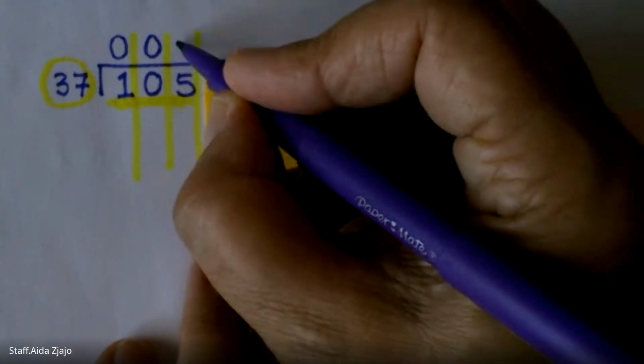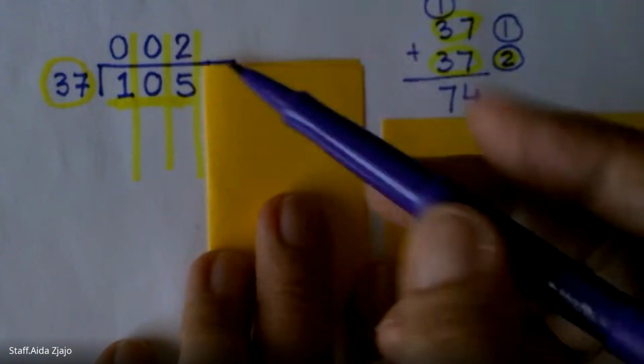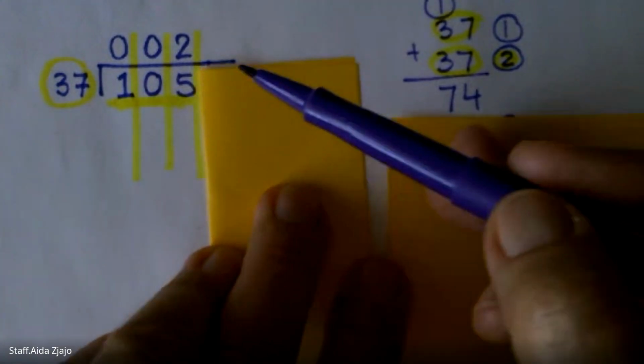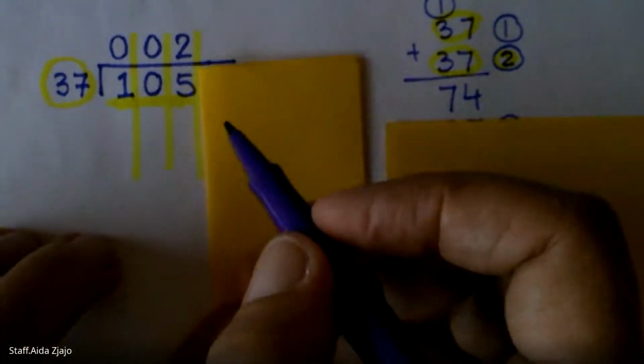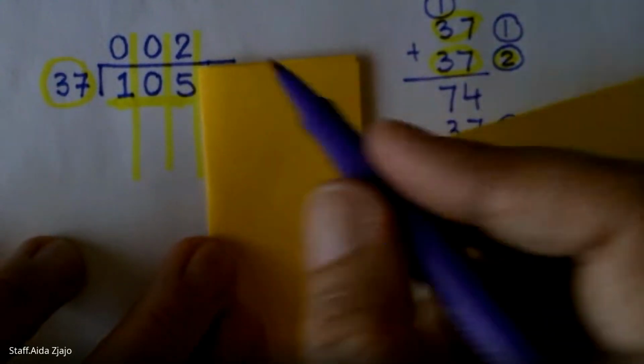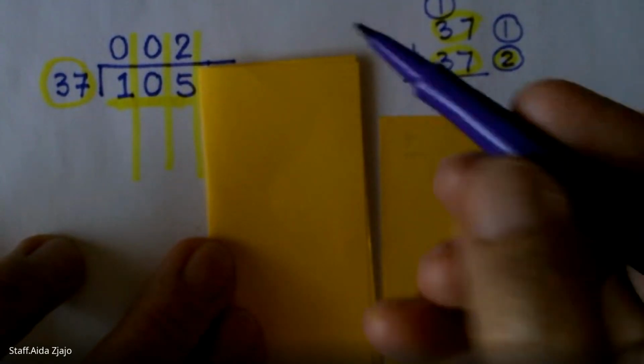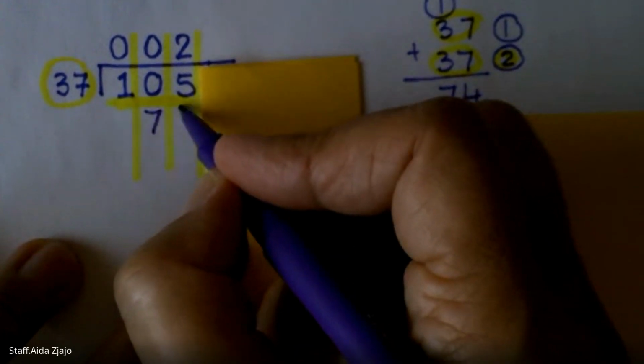So I can do exactly how I guessed. 2 times 40 is about 80, and that is my estimate. But 2 times 37 is really 74. So I'm going to minus 74.